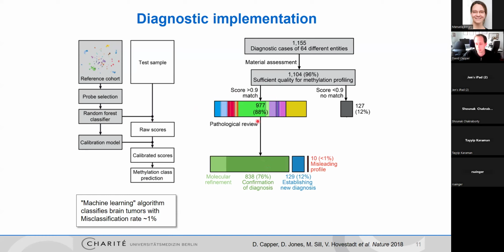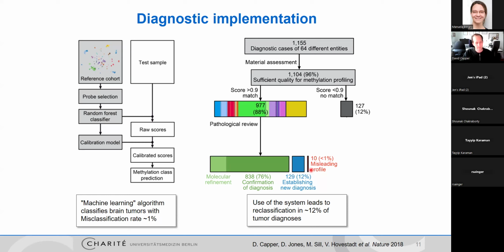So that led us to the conclusion that if you use such a system, you can expect a reclassification of approximately 12% of your tumor diagnoses, which is quite a lot. And this has led to various studies that also demonstrated that the misclassification or reclassification rate, at least for brain tumors, will be approximately within this range.